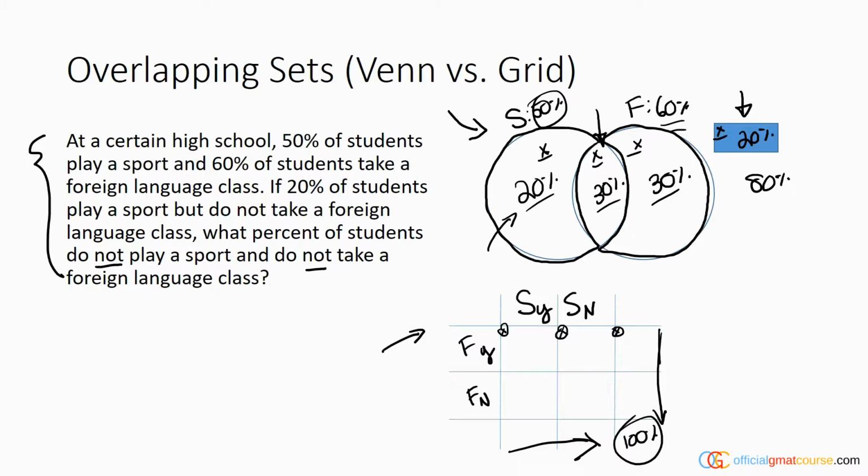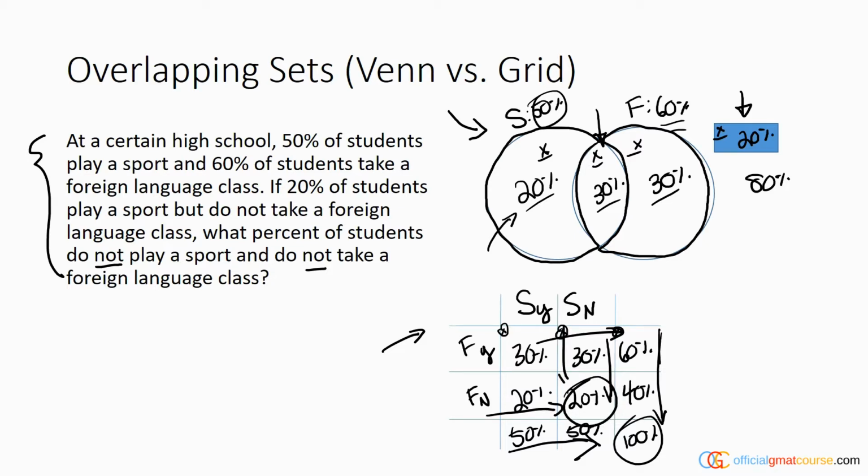So 50% of students play a sport. Well, that means sports yes is 50% down here, which would make this 50% for sports no. And then if we look at the 60% of students who take a foreign language class, foreign language yes total is 60%, which means foreign language no is 40%. And they have to add up to 100, which is how we get those numbers. Now, 20% of students play a sport but do not take a foreign language, so sports yes, foreign language no is 20%, that would leave 30% here. And then going across this way, we have to add to 60, which is 30% here. And down this way, we have to add to 50, which is 20% here. And that gets us no is 20% as well.